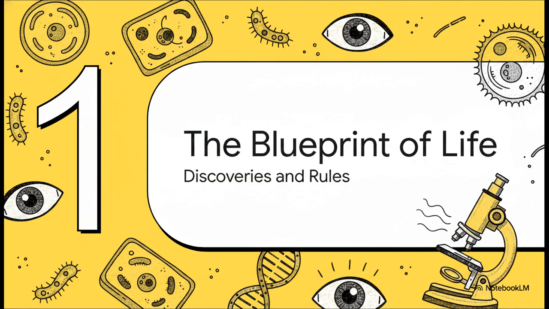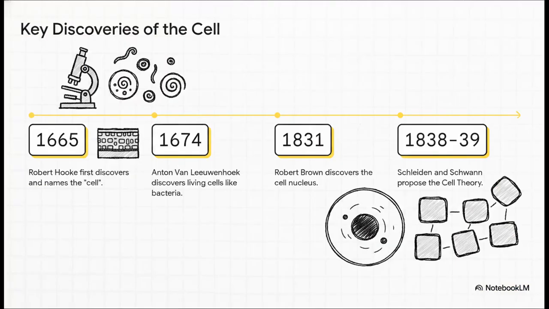So how in the world did we figure any of this out? I mean, you can't just see this stuff. It's a whole invisible world living right inside of us. Well, it didn't happen overnight, that's for sure. It was this slow, amazing puzzle being put together over centuries. You had Robert Hooke in the 1600s just looking at a piece of cork, and he sees these little boxy things he calls cells. Then Leeuwenhoek comes along and, get this, he sees living cells, like bacteria wiggling around. And piece by piece, like Robert Brown finding the nucleus, the picture got clearer and clearer.